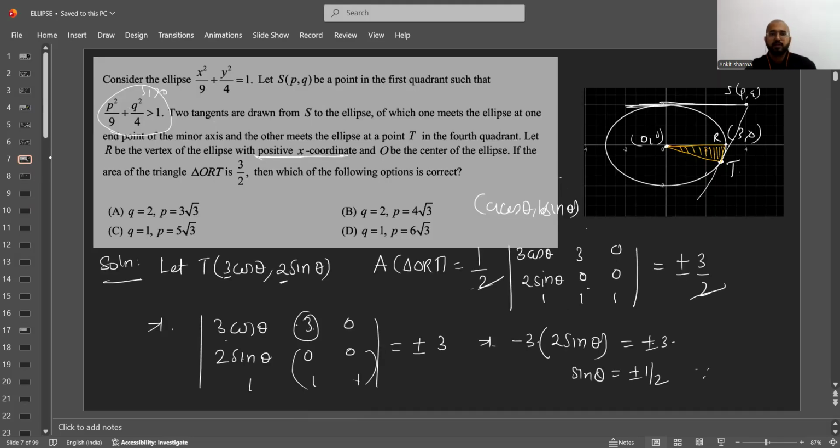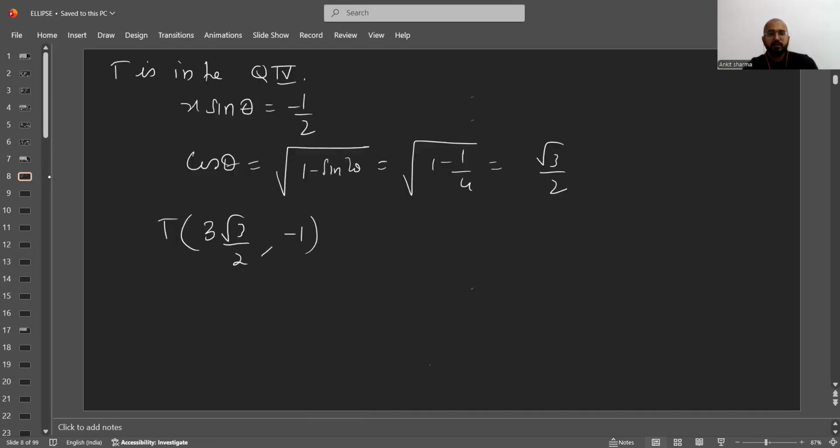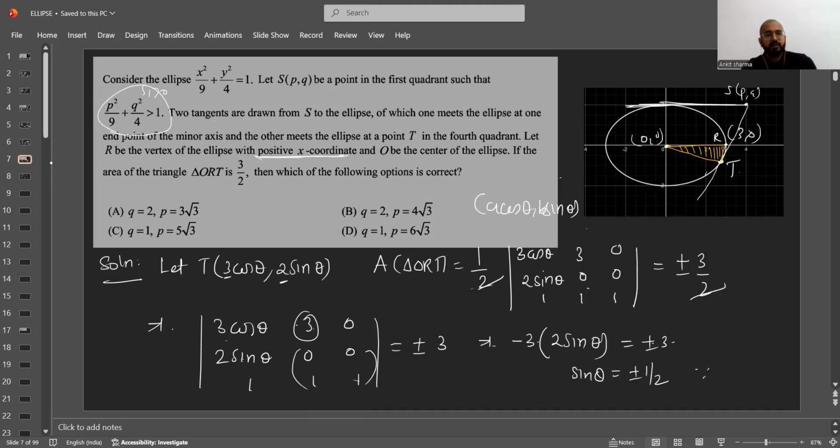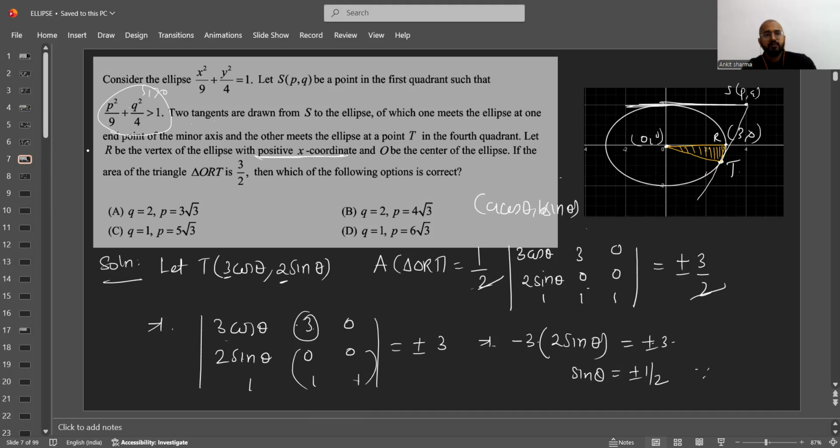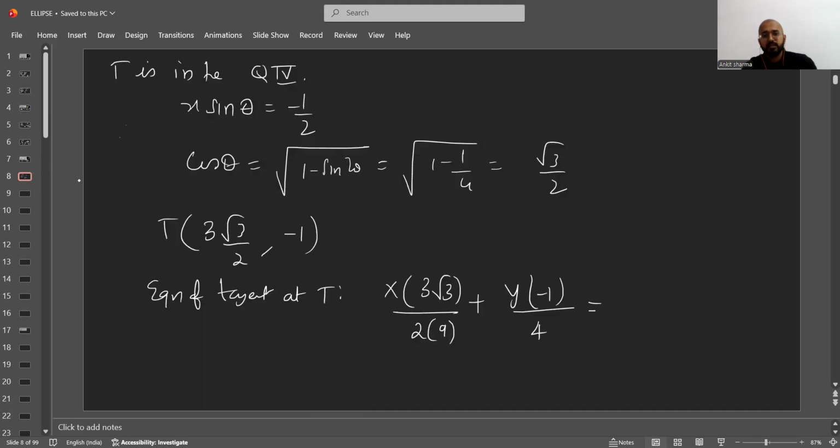Now we need to get the equation of the tangent, because we have already found the point. They just want the values of P and Q. So if I get the equation of the tangent at point T, I can just compare it. The equation of the tangent at T is going to be x into x1, which is 3 root 3 over 2, over a square, a square is 9, plus y into y1, which is minus 1, over b square, b square is 4, is equal to 1. So now I have this.